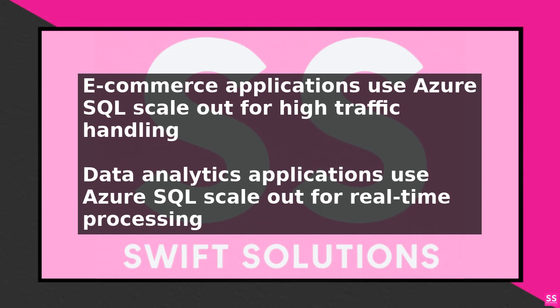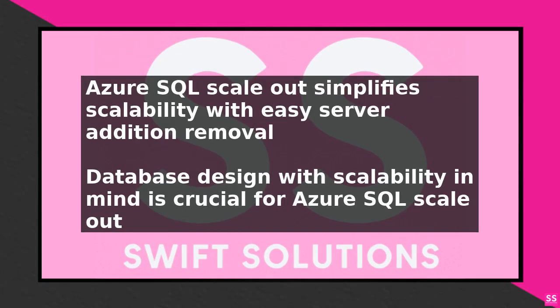To get started with Azure SQL Scale-Out, you need to consider several best practices. First, you need to design your database with scalability in mind. This means using a scalable database design, such as a microservices architecture, and using techniques such as data replication and caching to improve performance. You also need to monitor your database performance regularly to identify bottlenecks and areas for improvement.